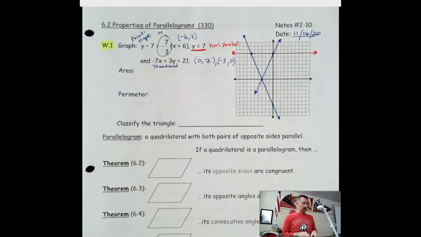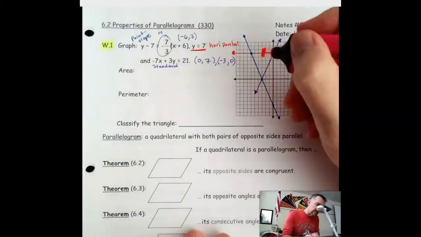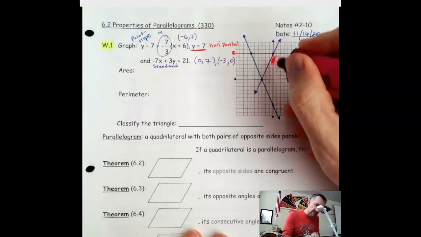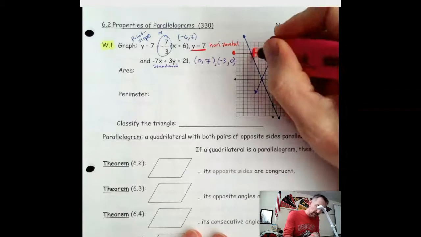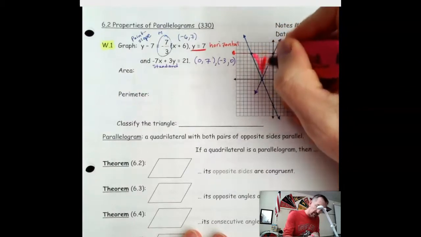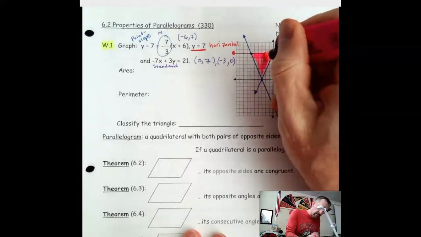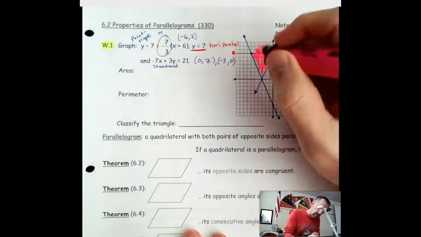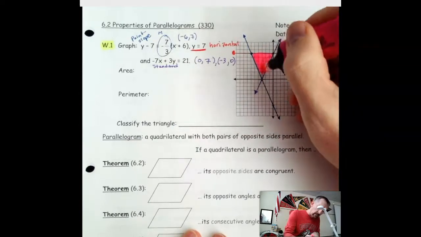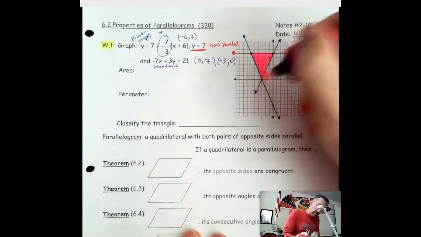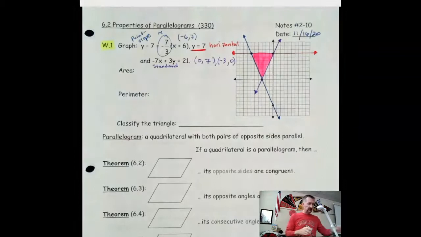Okay. Now, there's a couple different things going on there, so we want to be careful, because it looks like there's a triangle over here too, but that's the y-axis. That wasn't one of our lines. So I want to focus on this triangle over here. So that's the triangle we're looking at.